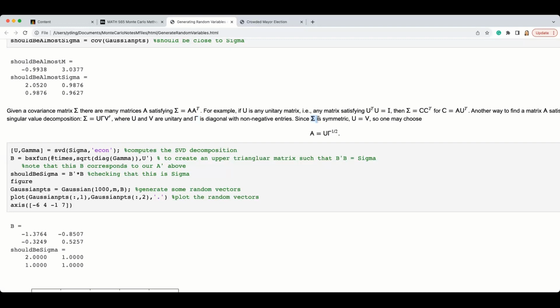Because sigma is symmetric, our singular value decomposition does not just work for this covariance matrix. You can always try to do that. But because this covariance matrix has some property, when you use singular value decomposition, you can also get some nice property of that. So this will tell us U is exactly equal to V because it's symmetric.